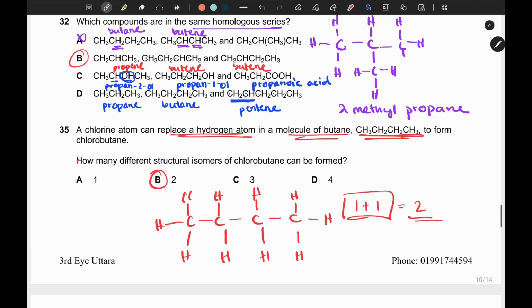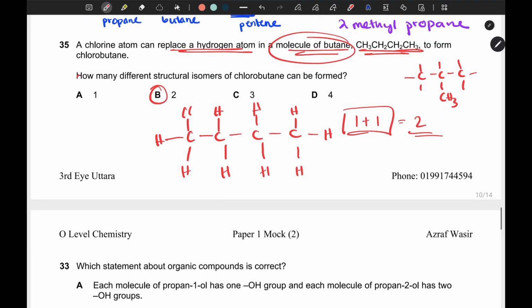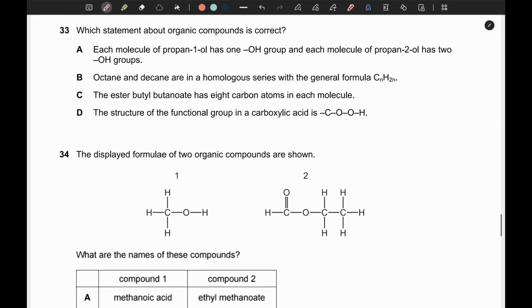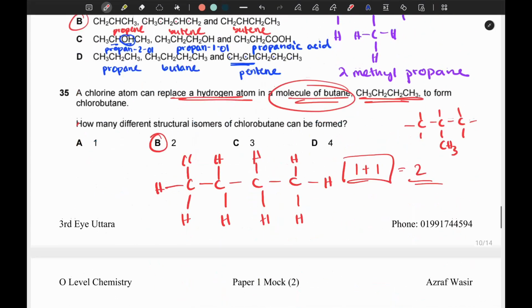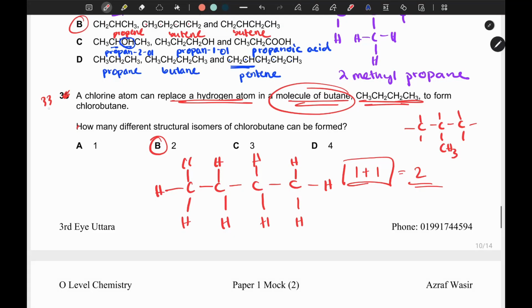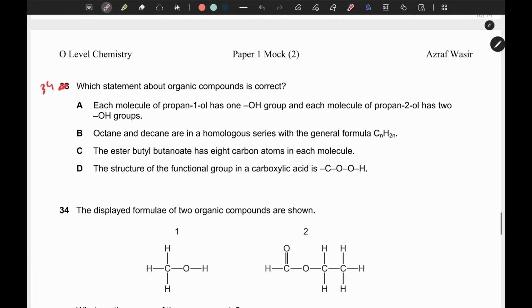Now some might wonder why aren't we considering structural isomers of butane, for example 2-methyl propane. That is mainly because the question itself specified that we are using a molecule of butane. So we aren't thinking of isomers in terms of the branches of butane. All right. So this was probably 33, this will be 34, and this will be 35.